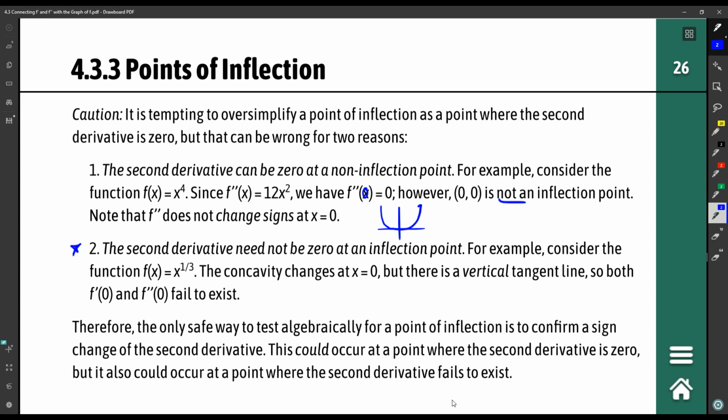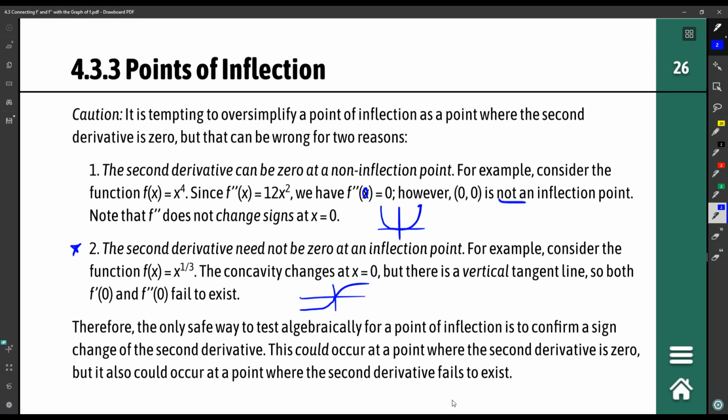The concavity changes at x equals 0, but there's a vertical tangent line there. So both f prime of 0 and f double prime of 0 do not exist. We can think about that function, pretty easy to draw. There we have a place where we've got a change in concavity, but there is not a double prime 0 point there.